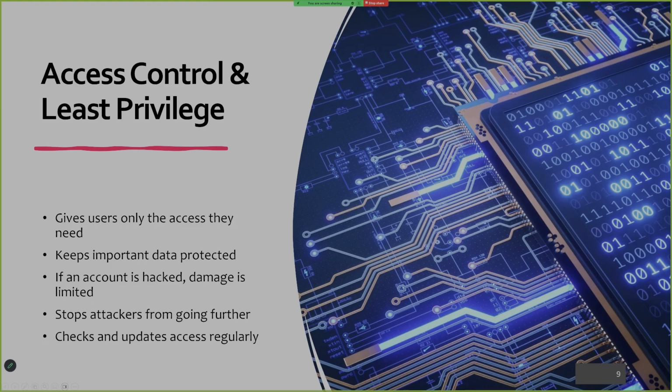Okay, the second technology is access control and least privilege. In Chapter 9, Section 9-3A, this is explained. This means users are only given access to what they need to do their job. This is important because if an account is hacked, the attacker cannot access everything. It limits the damage and helps protect sensitive data, keeping with zero trust.